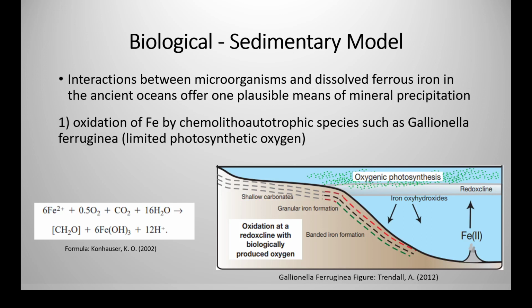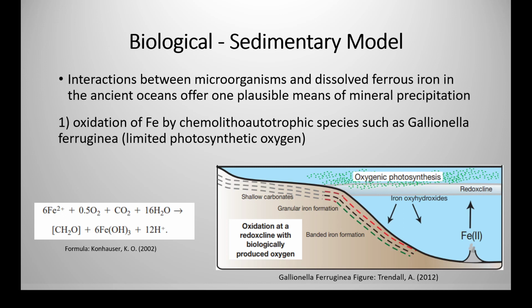Now we're going to be looking at the other model, the competitor to the first one that we had just been talking about, and that's the biological or sedimentary model. The interactions between microorganisms and dissolved ferrous iron in the ancient oceans offer one possible means of mineral precipitation. So the first type is when we do have oxygen. We are having oxygenic photosynthesis. So therefore, there must be some amount of oxygen in the atmosphere for this to occur.